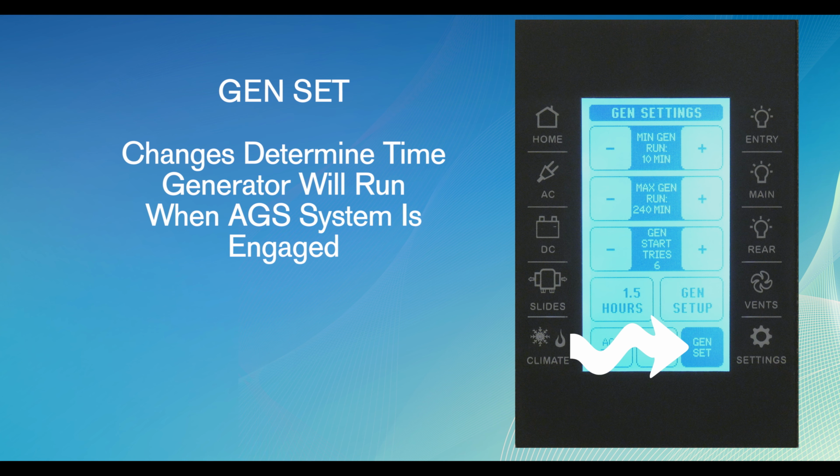Genset. This is the final button located at the bottom of the page. These settings are used along with the AGS system to complete the generator run cycle. Changes here determine the amount of time the generator will run when the AGS system is engaged.